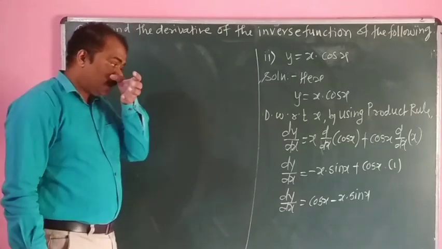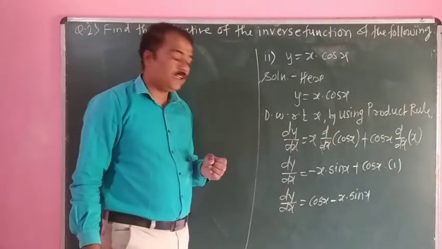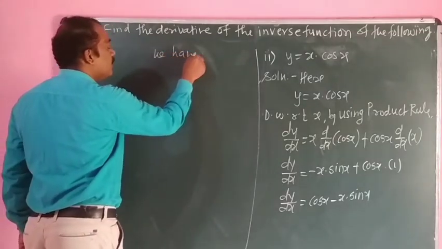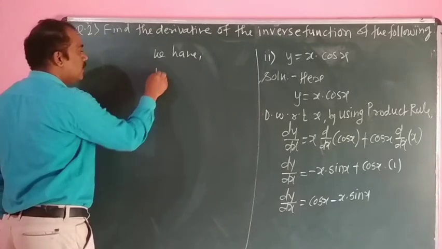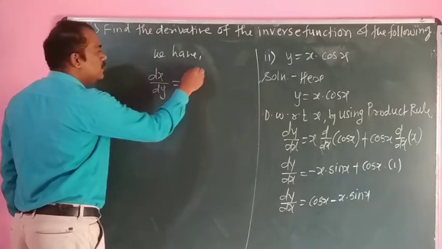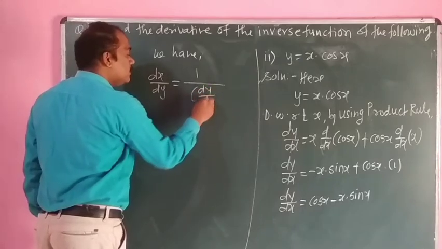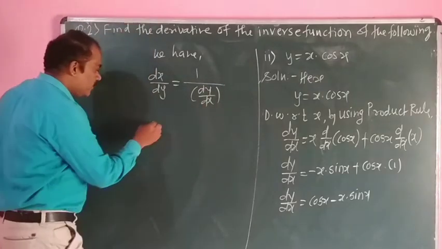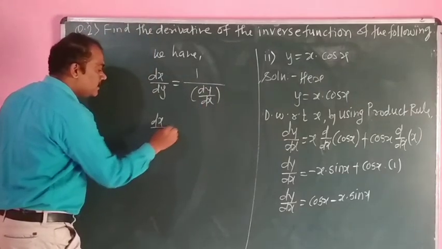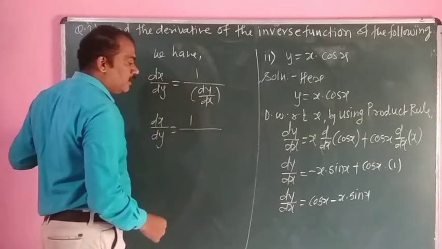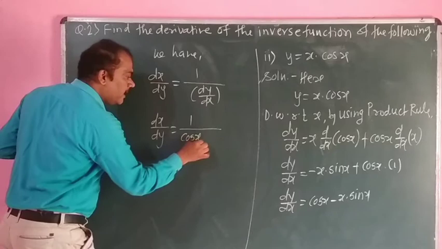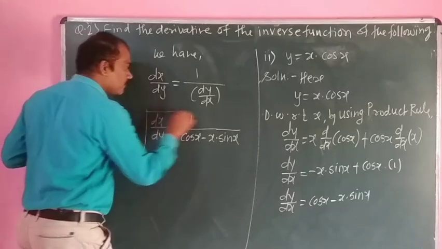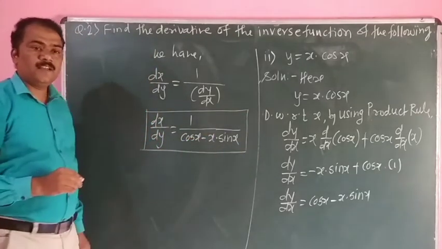We write the positive term first and then we have to write the negative term. Now by using the theorem we have dx by dy is equal to 1 upon dy by dx, with the condition that dy by dx is not equal to 0. Therefore we get dx by dy is equal to 1 upon, we have to substitute the value of dy by dx, that is cos x minus x sin x, which is the required answer.